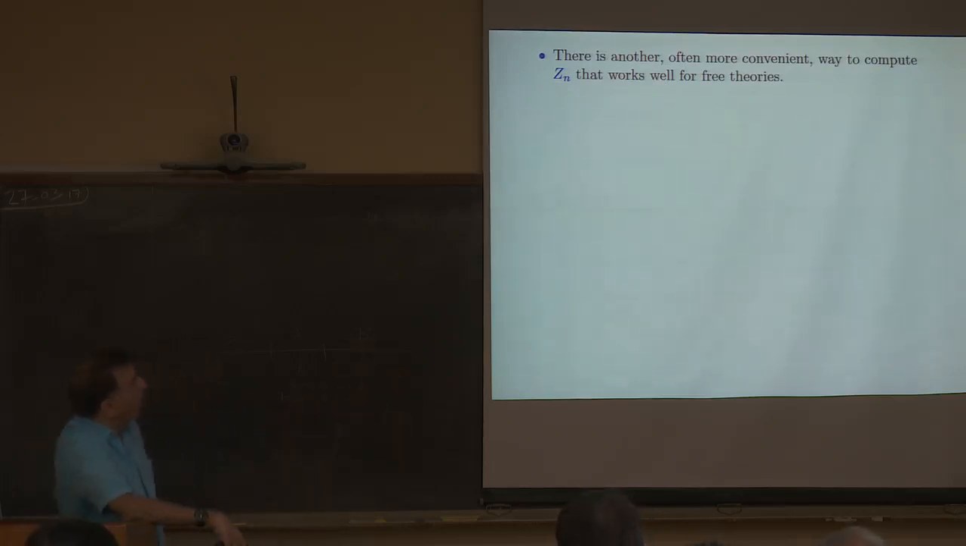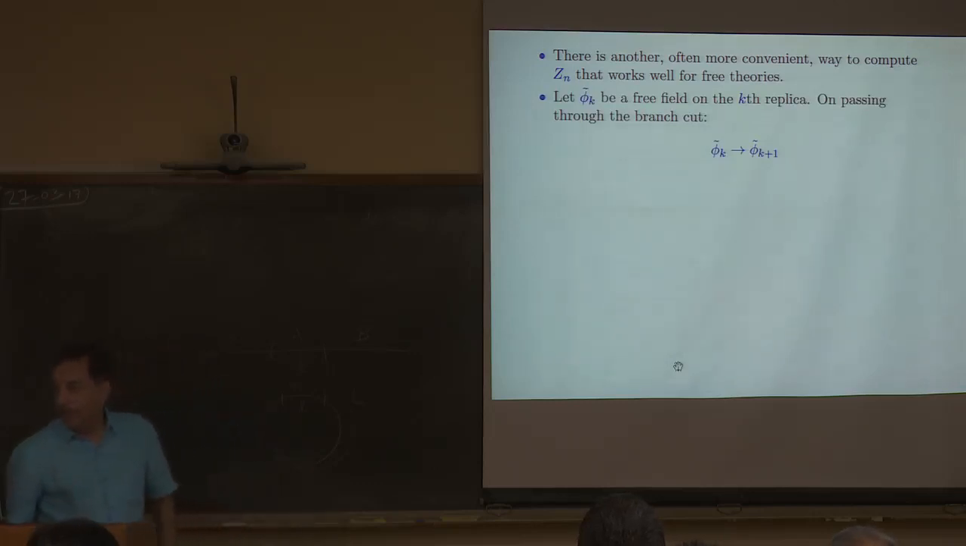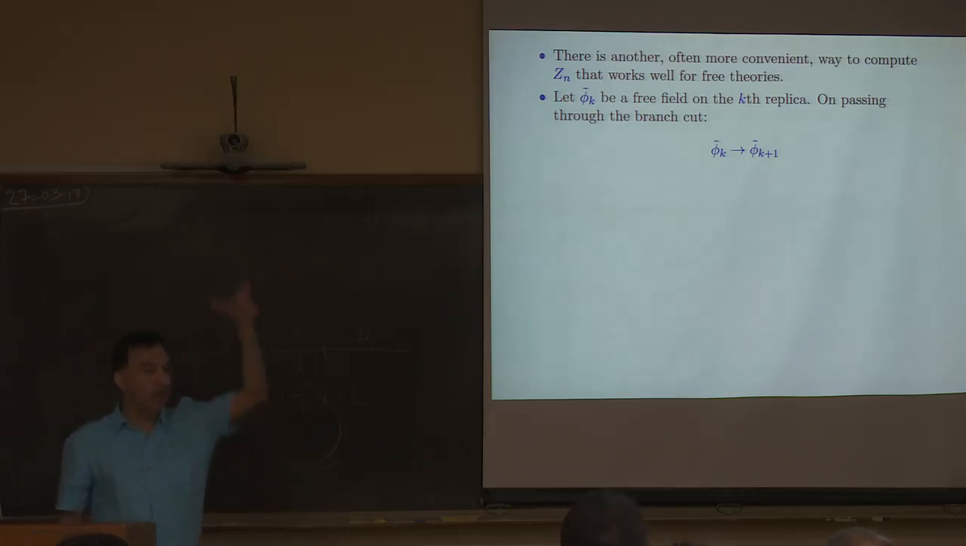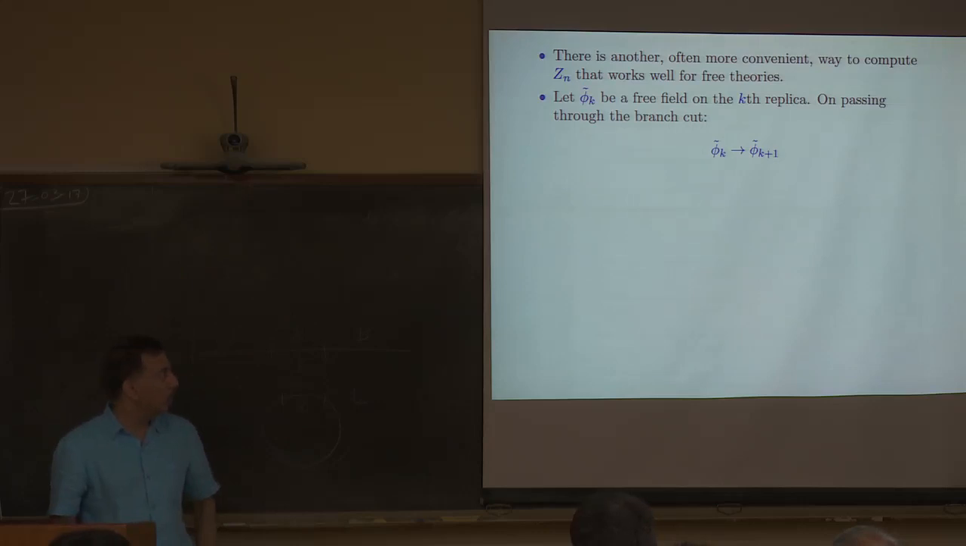But some of the properties of a general surface will of course descend to the replica case as a special case. Okay. Now here's the other, often more convenient way to compute Zn that works quite well for free theories. And here the idea is that imagine I have a path integral representation, and phi tilde k is a free field which lives on the kth replica, and the statement that these are glued on the branch cut means that if I took phi tilde k through the branch cut, it would land on the next surface and it would become phi tilde k plus 1.